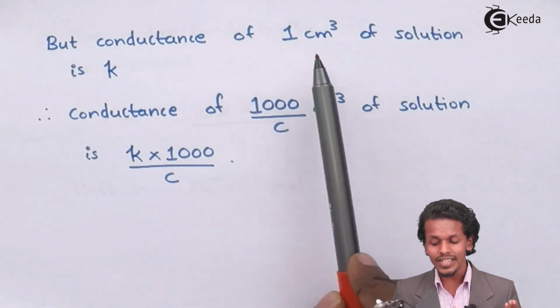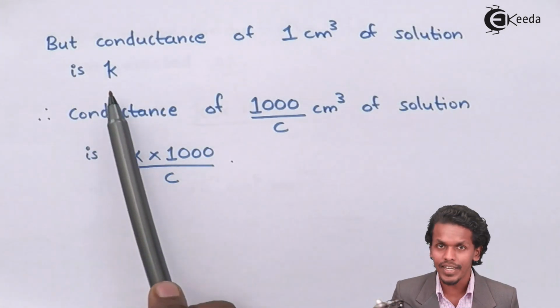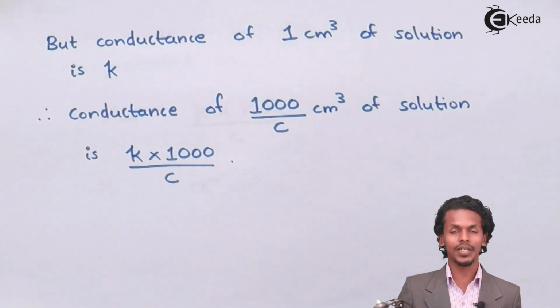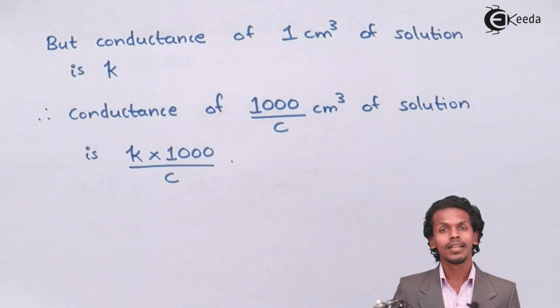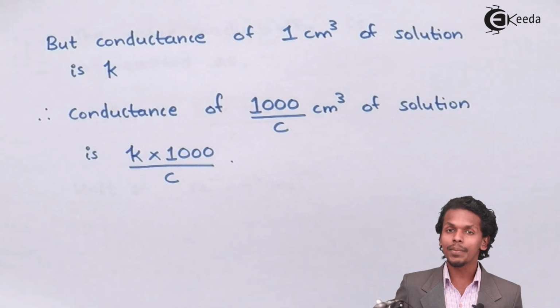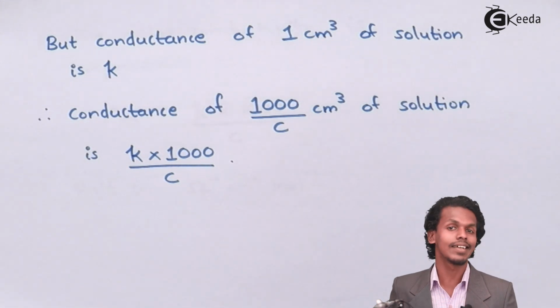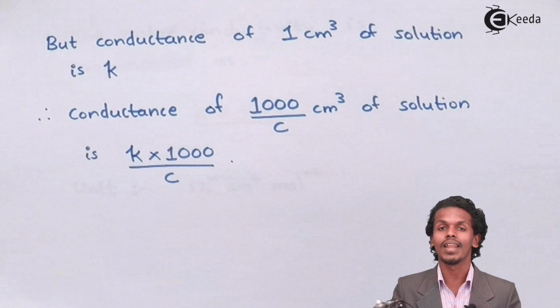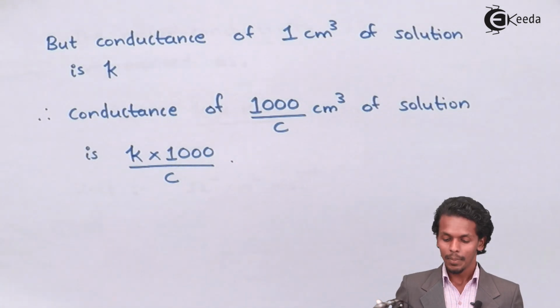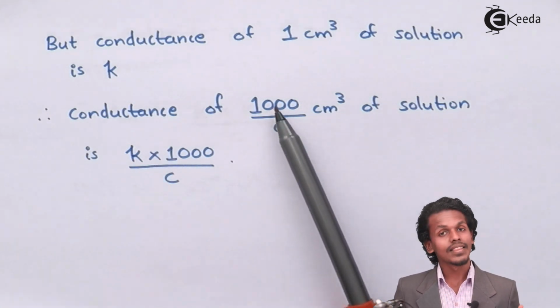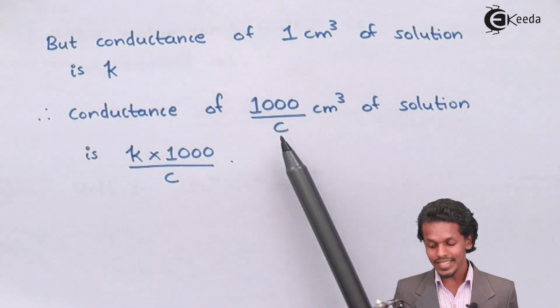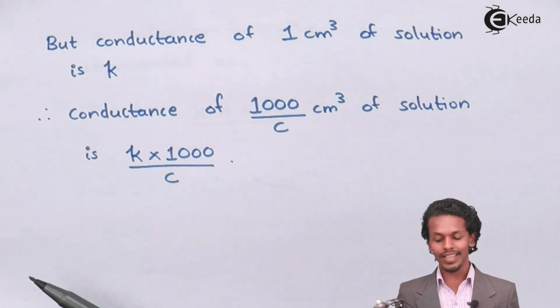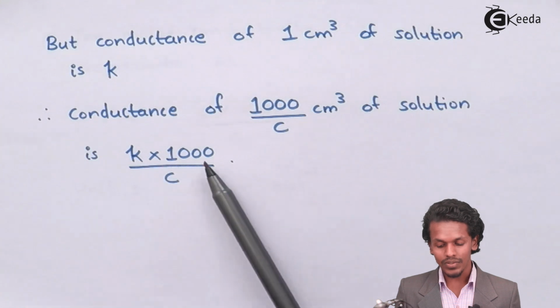But the conductance for 1 cm cube of a solution is nothing but the conductivity, as we did in the first page, also in this section. It is for the 1 cm cube of a solution that conducts electricity, known as the conductance. But the conductance of 1000 divided by C cm cube of the solution can be written as K into 1000 divided by C.